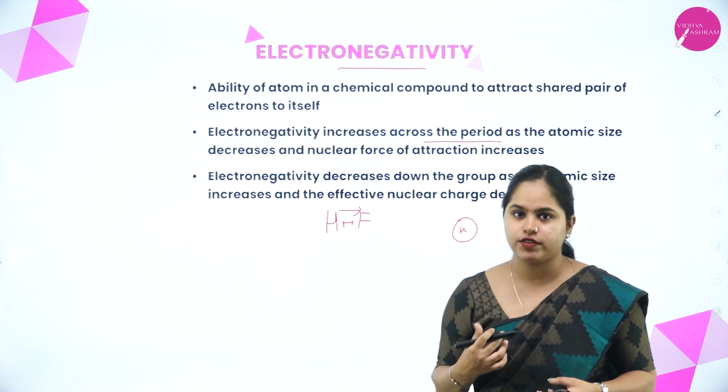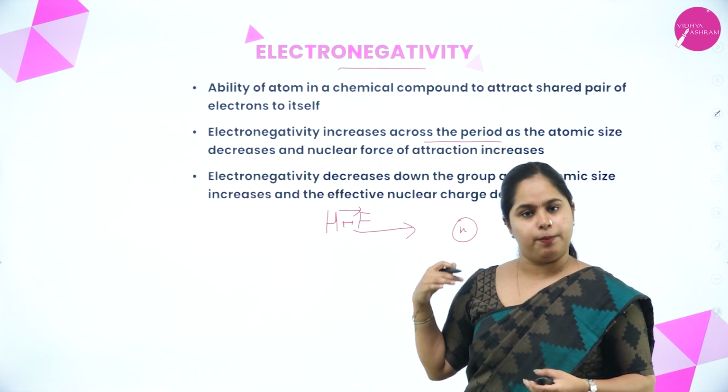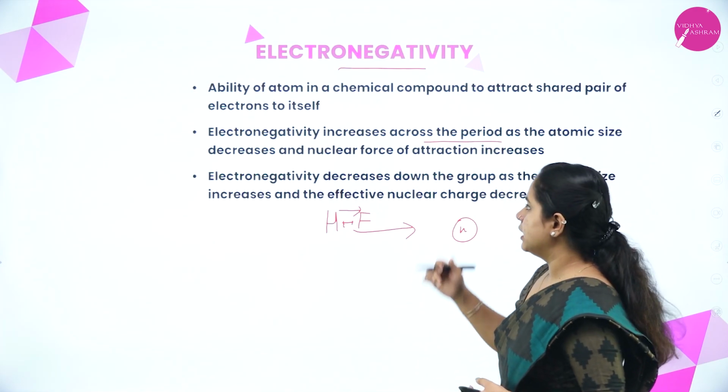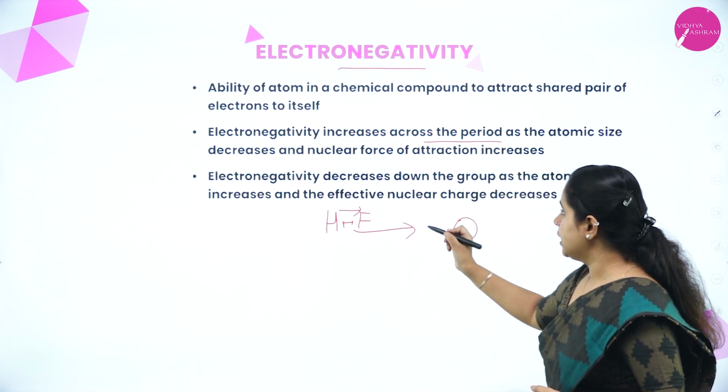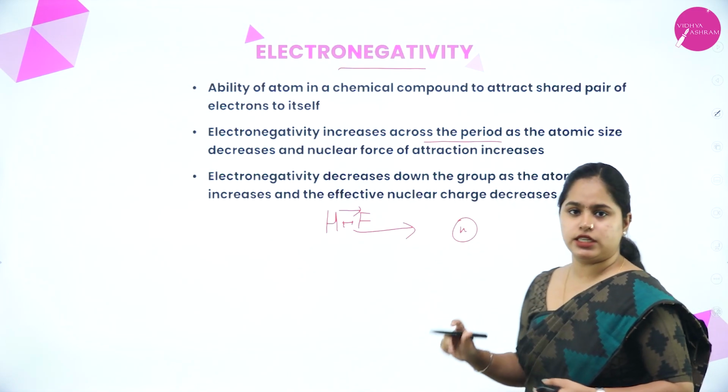Hence, the electronegativity will also be more, right? So, when we move from left to right along a period, what happens? Yes, the electronegativity increases. Clear? Now, electronegativity decreases down the group as the atomic size increases and the effective nuclear charge increases.